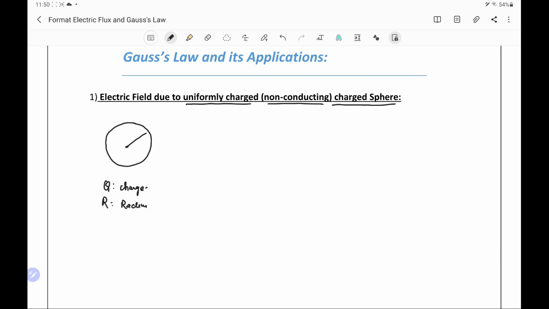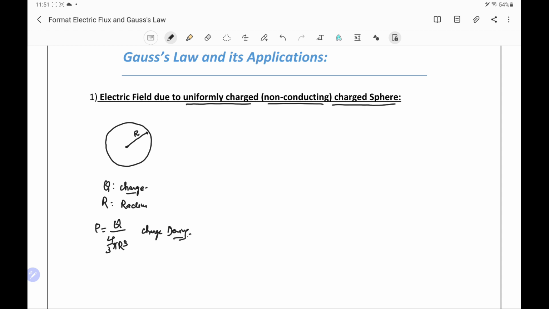So this is the radius R. And this charge is uniformly distributed over the volume. So we can say its charge density is total charge by total volume, that is Q by 4 by 3 pi R cube. This is the volume charge density.